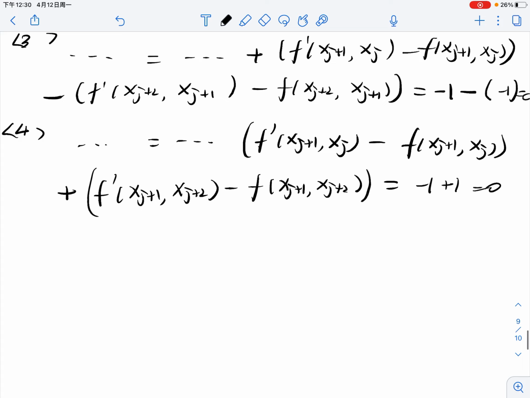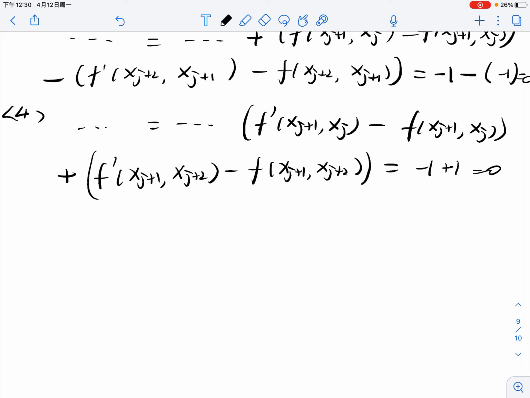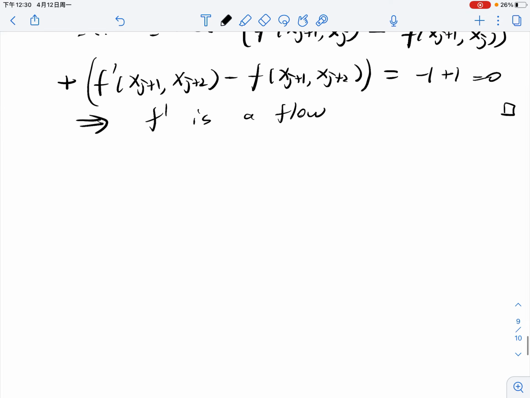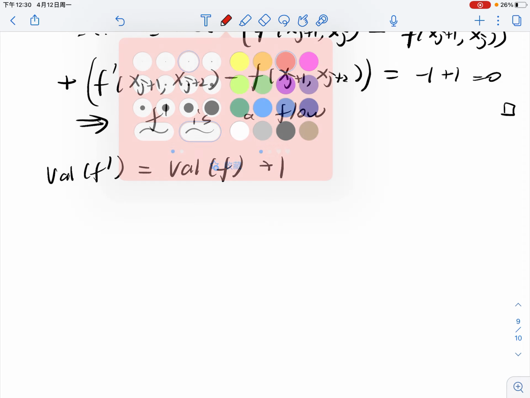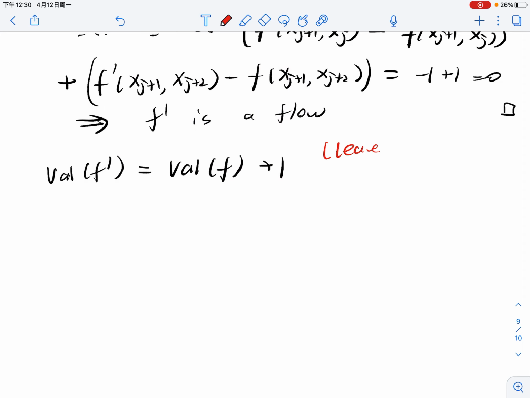Okay, after all, we prove that f prime is a flow. And then if we calculate the value of f prime, it's easy to see the value of f prime is the value of f plus 1. So I leave this to you to verify.